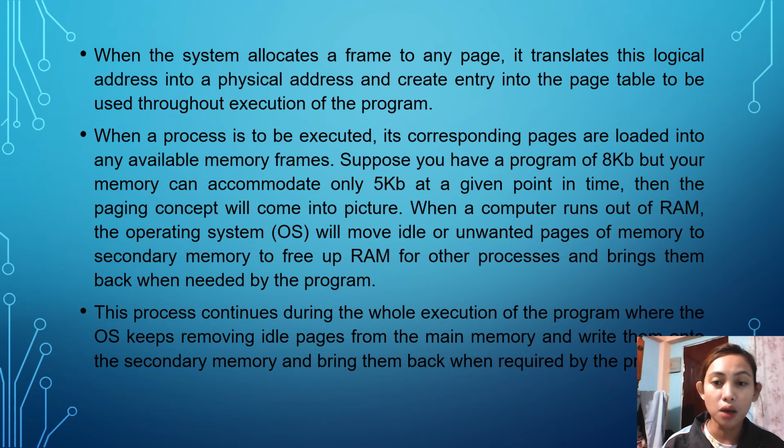When a computer runs out of RAM, the operating system will move idle or unwanted pages of memory to secondary memory to free up RAM for other processes, and brings them back when needed by the program. This process continues during the whole execution of the program, where the OS keeps removing the idle pages from main memory and writing them onto secondary memory, and bringing them back when required by the program.